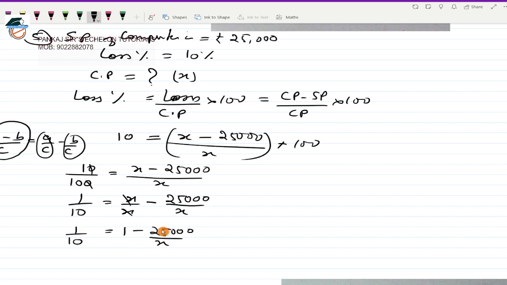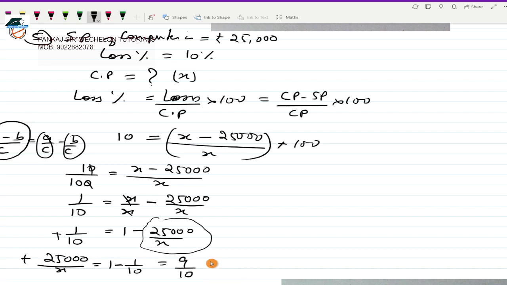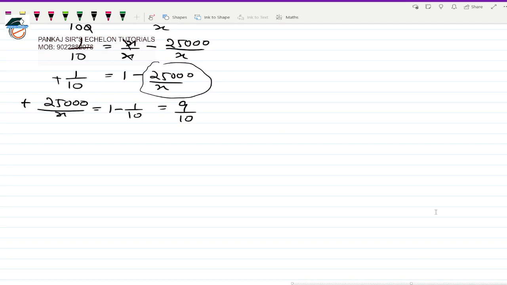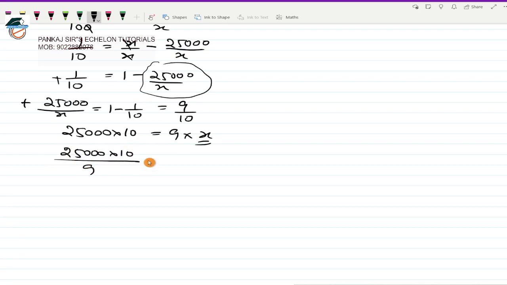Now again transposition, this thing with a minus sign will come here, so it will become plus 25,000 upon X. This one I'm keeping here only, and this 1 by 10, when it comes on this side, it will become minus 1 by 10. Now this will work out to 10 ones are 10 minus 1, that is 9 upon 10. Now I can find out my X value very easily. I will do cross multiplication. So 25,000 multiplied by 10 will be equal to 9 into X. I want to find out X, so I'm going to take this 25,000 into 10 upon 9 equal to X. So my answer is 25, 1, 2, 3, 4 divided by 9. This should be my X.